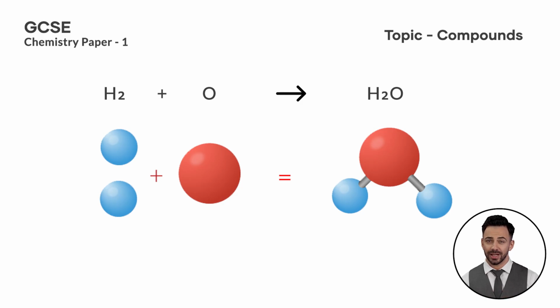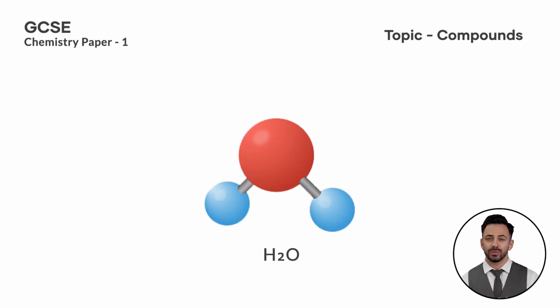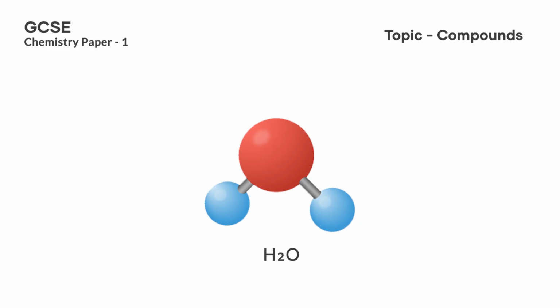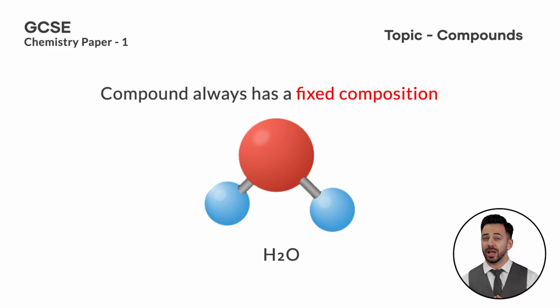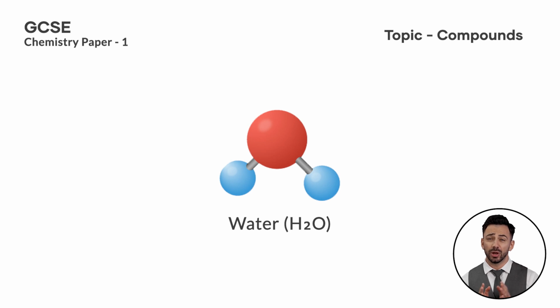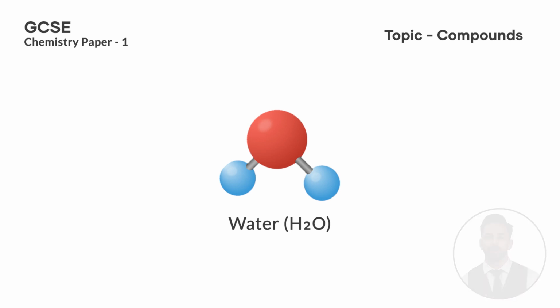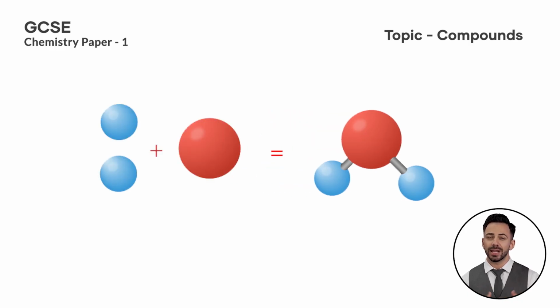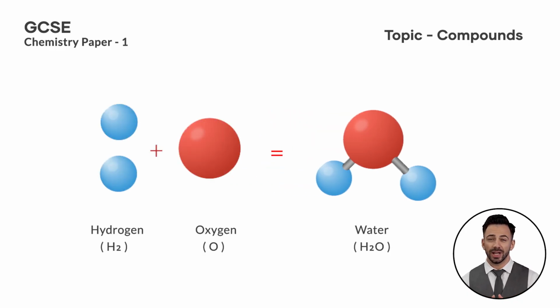Another key point is this. Does a compound have a fixed formula? Yes, a compound always has a fixed composition, which means its formula never changes. Let's look at an example. Water. Why is water, H2O, a compound? Because it contains hydrogen and oxygen atoms chemically bonded together.